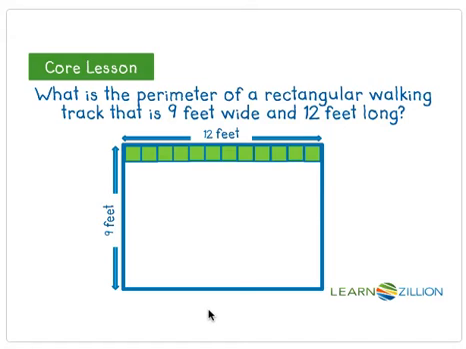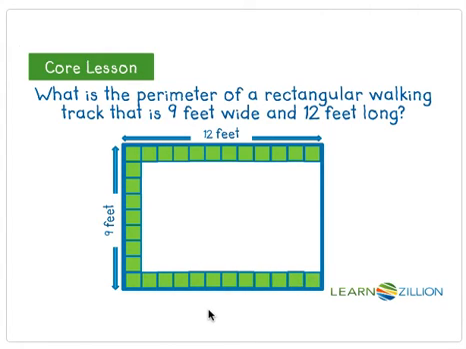Next, we represent the width of 9 feet by placing a total of 9 squares along the 9 feet side of the rectangle. Now do the same with the remaining 2 sides of the rectangle. We know we do this because in a rectangle, the opposite sides are congruent and parallel.